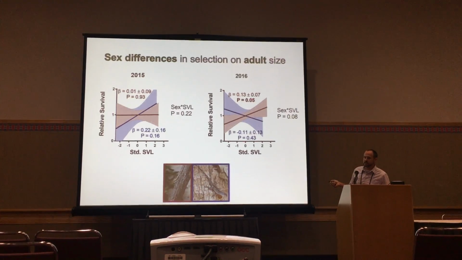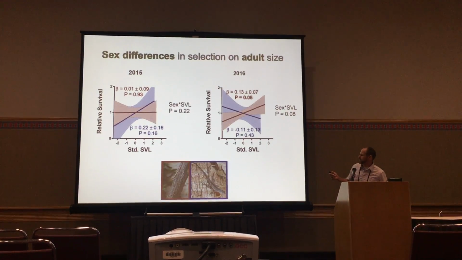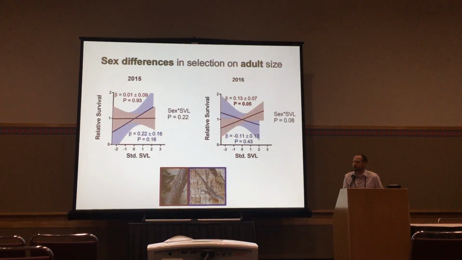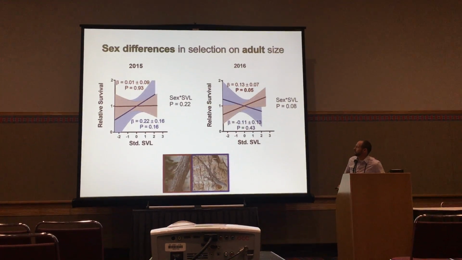And then in 2016, you see the selection on males was reversed. In 2016, it was better to be a smaller male in terms of your survival probability.